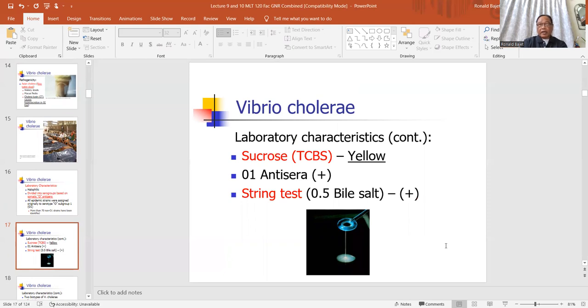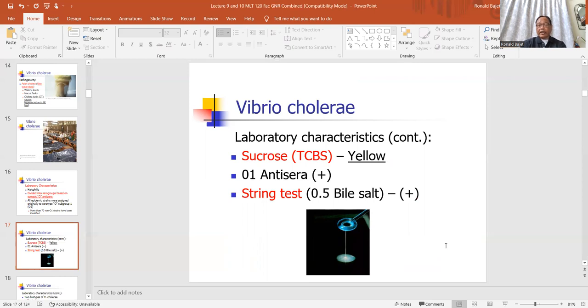Like I mentioned, the selective media for Vibrio cholera is TCBS. On TCBS agar, thiocitrate bile salts, the colonies are yellow. And there's also another test for Vibrio cholera, and that's the string test. So two unique identifying characteristics are growth on TCBS, yellow colonies, and the string test.